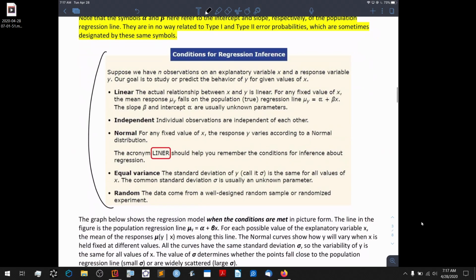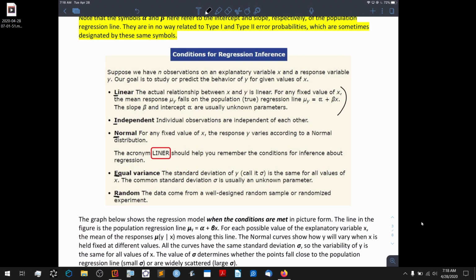So what are the conditions for regression inference? We have a nice little acronym called LINER, which stands for linear, independent, normal, equal variance, and random. This is really the last acronym you have to remember for this class. LINER. Linear means there's a linear relationship in your scatter plot, basically.